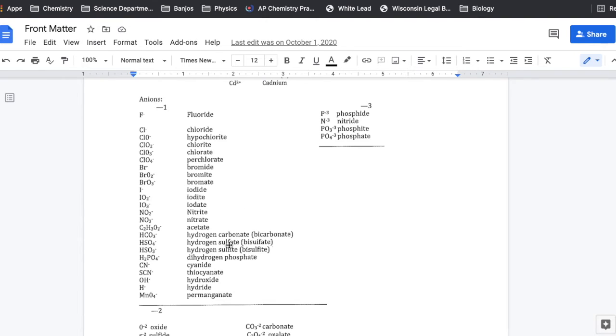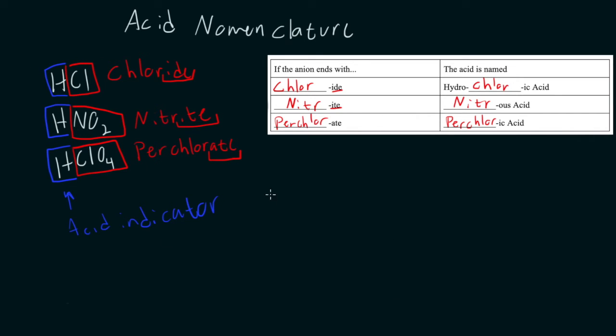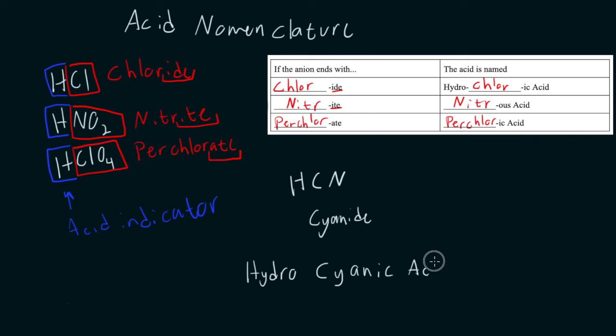Let's grab, if I used cyanide here, what would cyanide look like? Well, cyanide, that would have that H, be an HCN, and that's going to be cyanide. So cyanide. And it's going to have the ide, so I'm going to say cyan. So that's going to be hydrocyanic acid. There we go. That's it. That's the name of HCN, hydrocyanic acid. So that's not too tough, right?